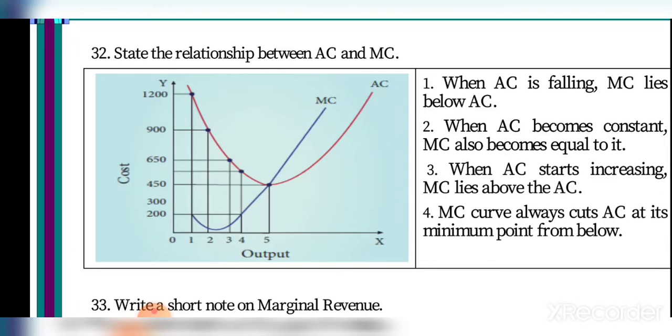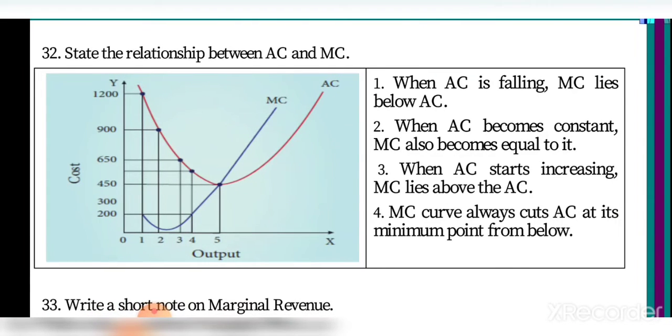When AC is falling, that red curve is called the AC curve, isn't it? The AC is falling, MC lies below AC. When AC becomes constant, MC also becomes equal to it. Constant means equal, isn't it? When AC starts increasing, MC lies above the AC. This is the explanation of the diagram. So, MC curve always cuts the AC at its minimum point from below. You see that the AC red curve and the blue curve are cutting each other, isn't it?